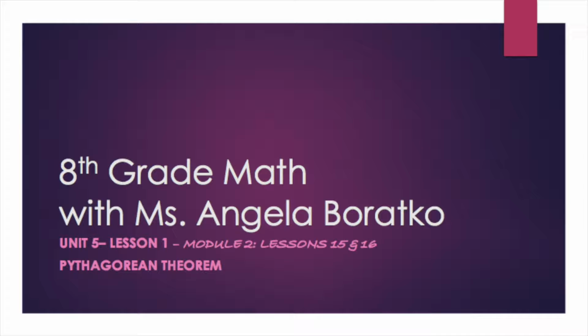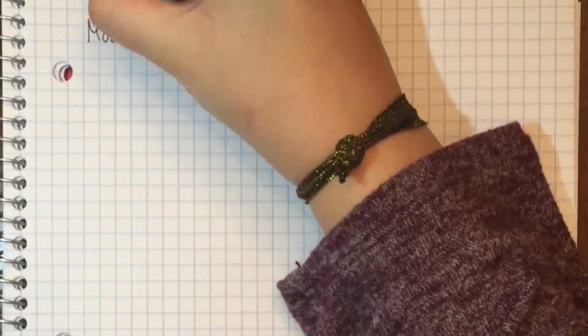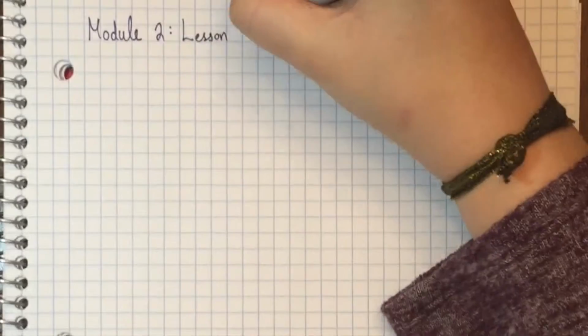Hi everyone, today we're starting our Unit 5, which is about the Pythagorean theorem. Now, Unit 5 is made up of a lot of different modules and a lot of different lessons. So the first lesson of Unit 5 is from Module 2, Lessons 15 and 16.